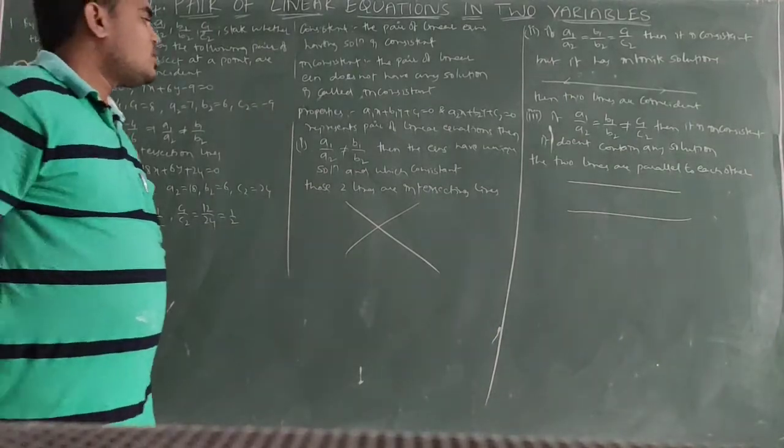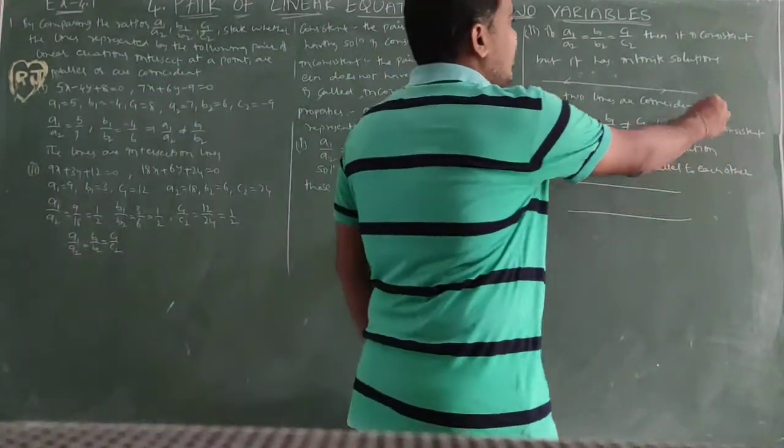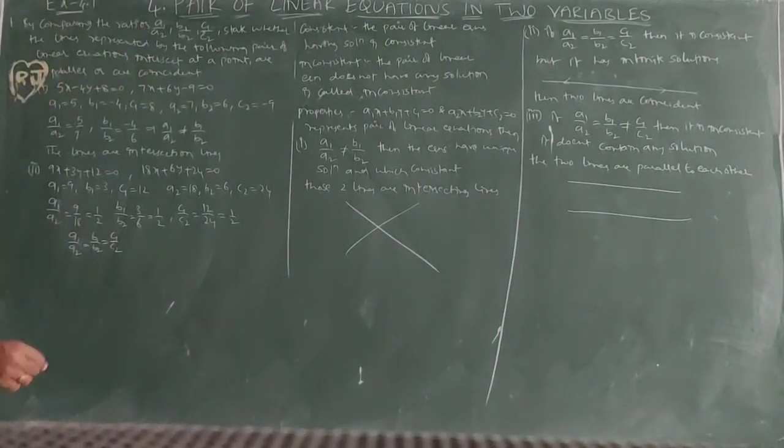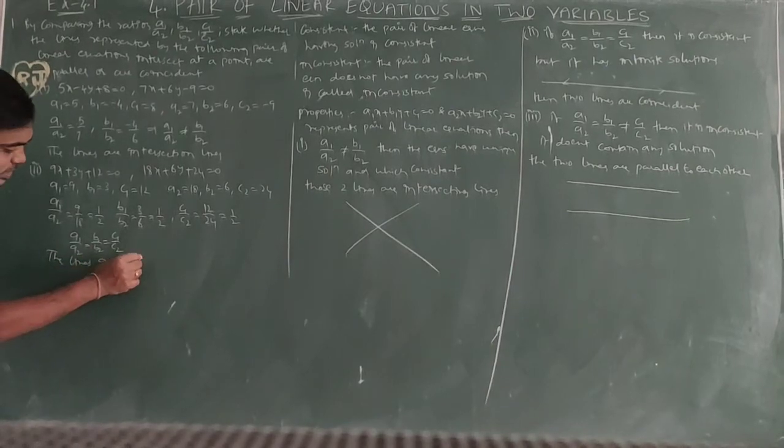Then what is our conclusion? All these are equal. Then the lines are coincident lines. So the lines are coincident lines.